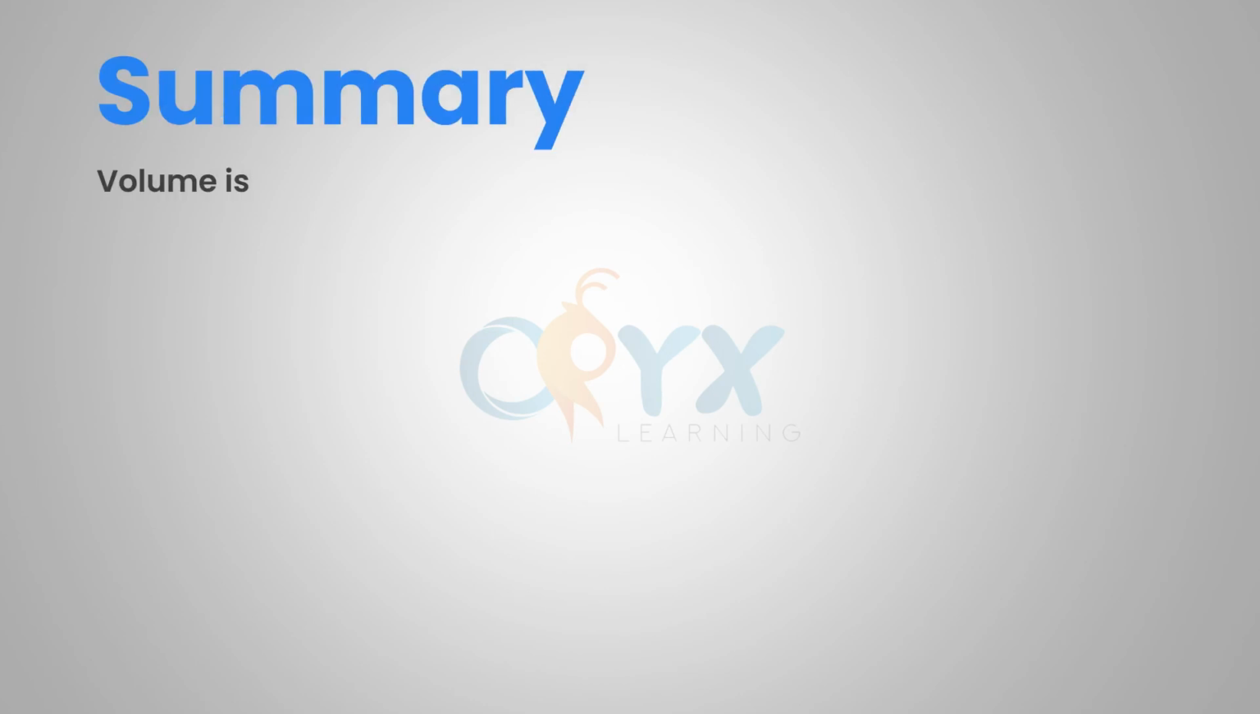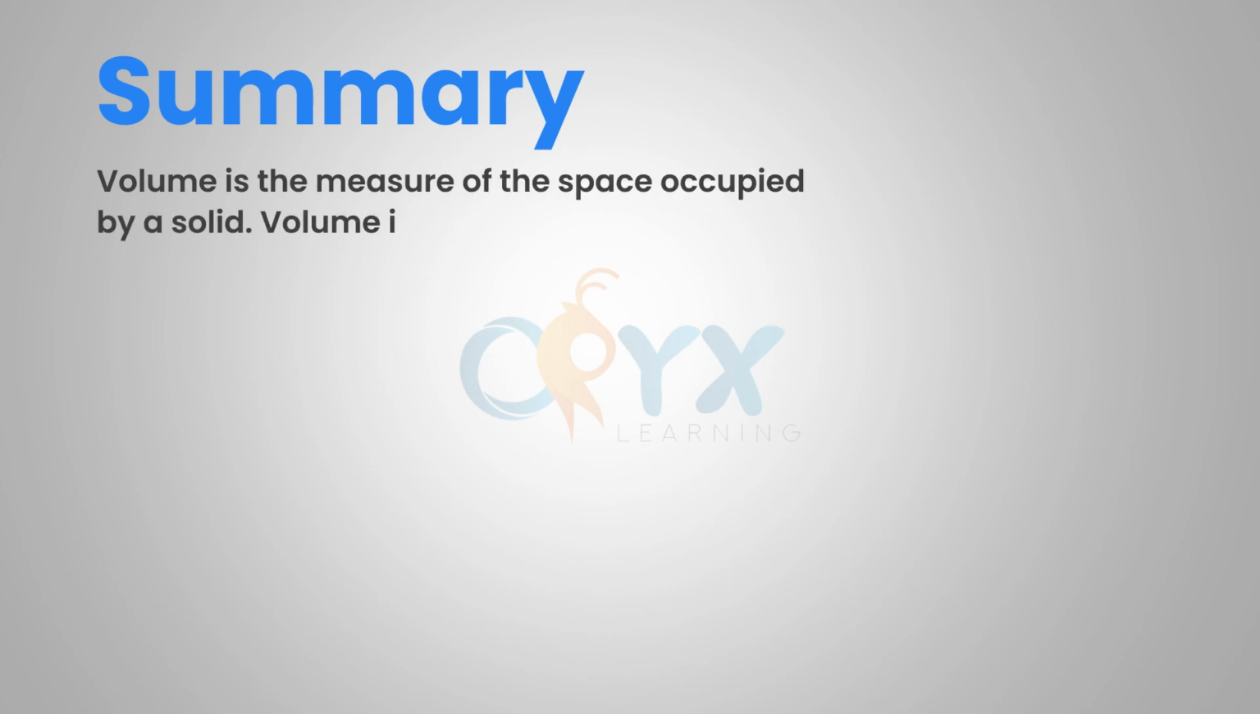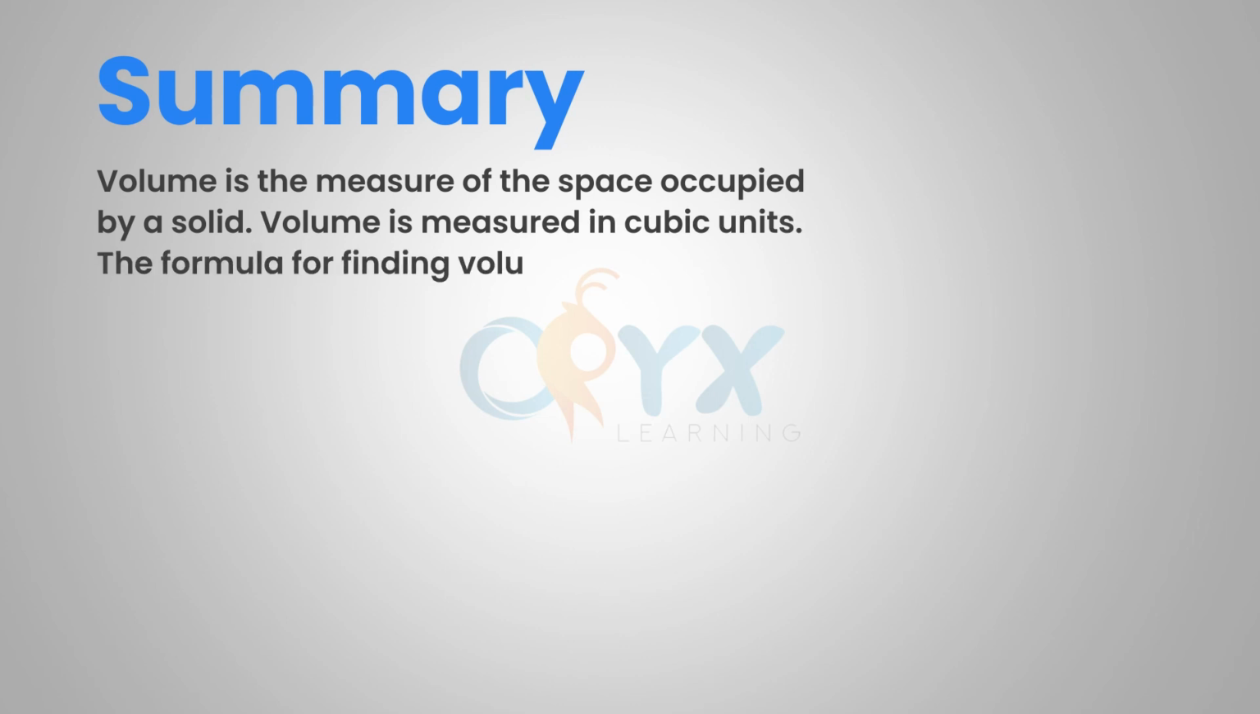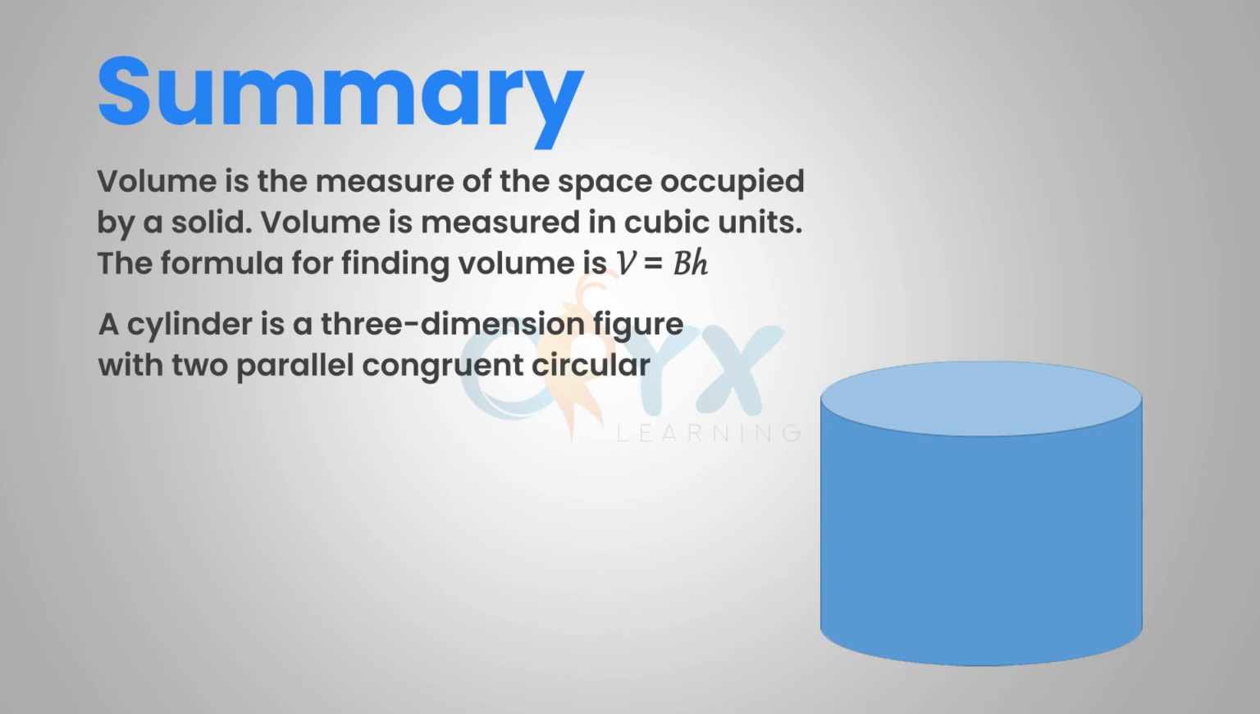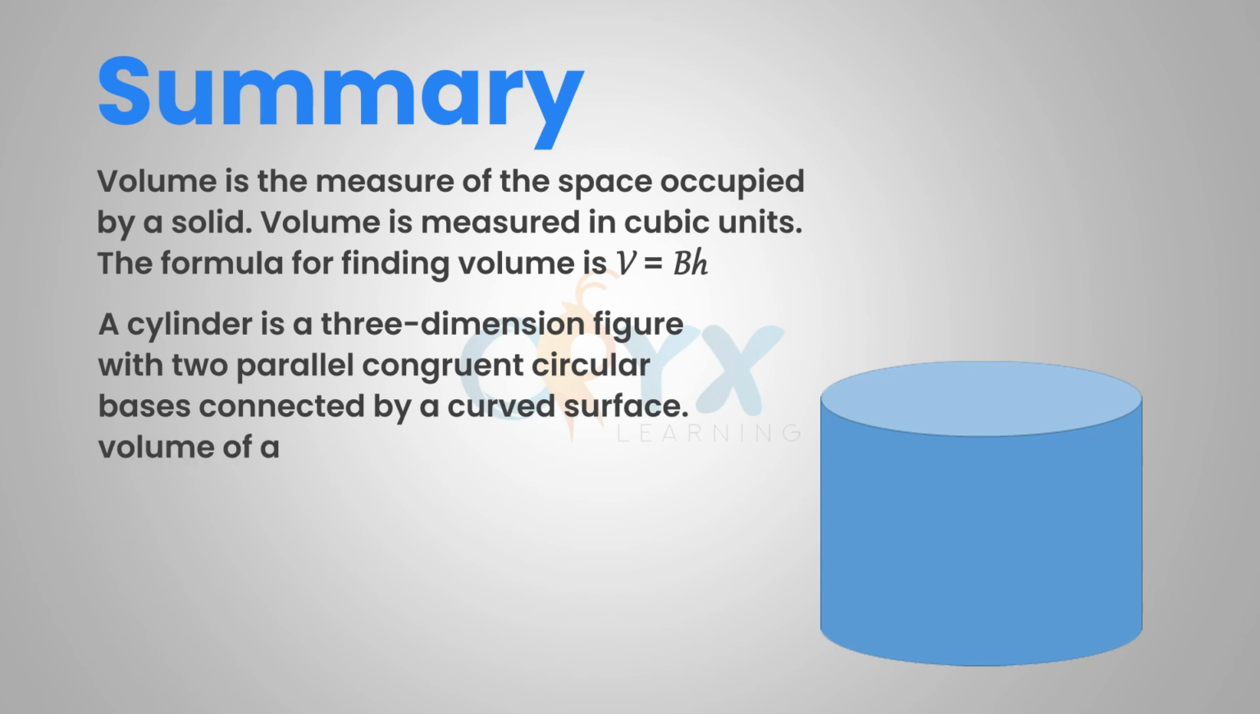Volume is the measure of the space occupied by a solid. Volume is measured in cubic units. The formula for finding volume is V equals B times H, where B is the area of the base. A cylinder is a three-dimensional figure with two parallel congruent circular bases connected by a curved surface. The formula for finding the volume of a cylinder is V equals pi r squared h.